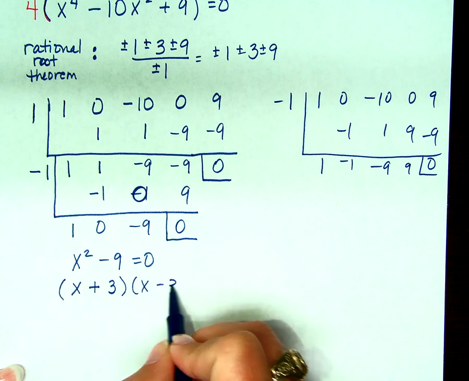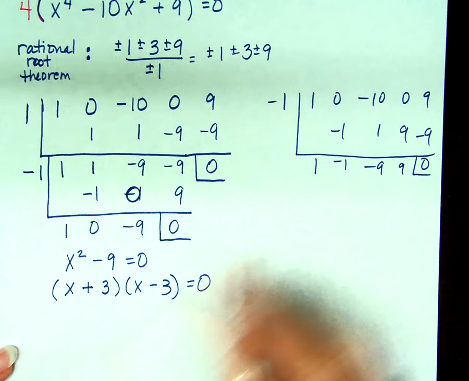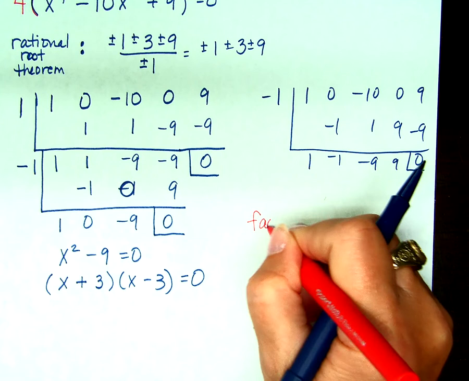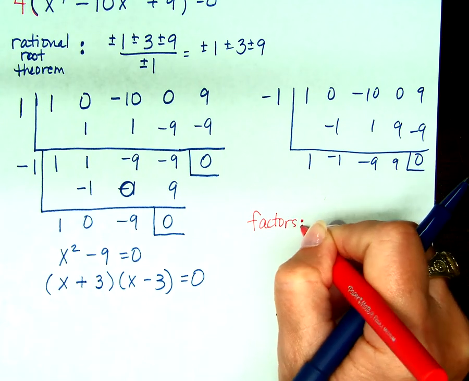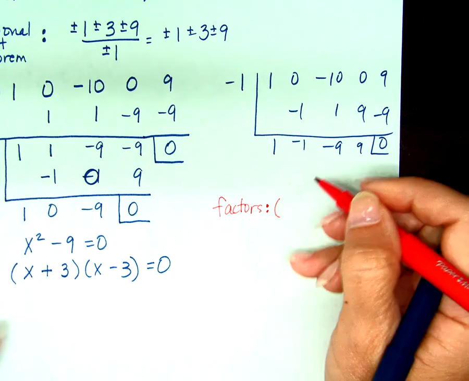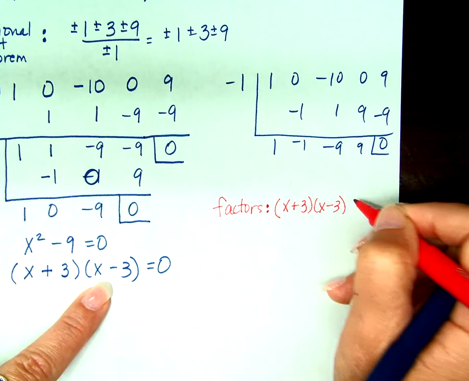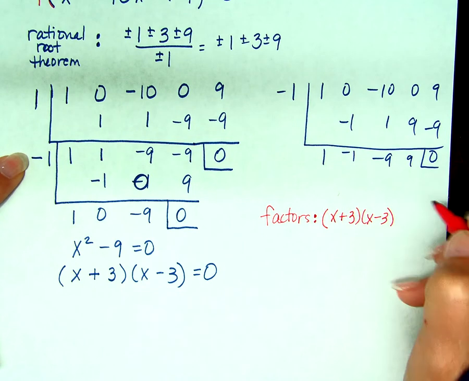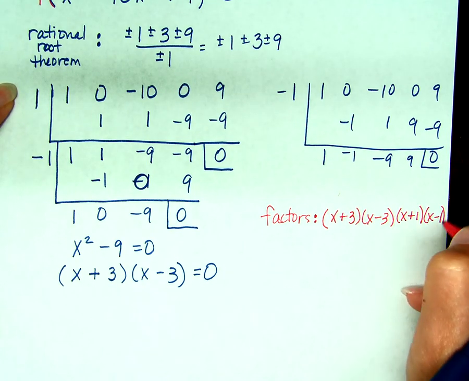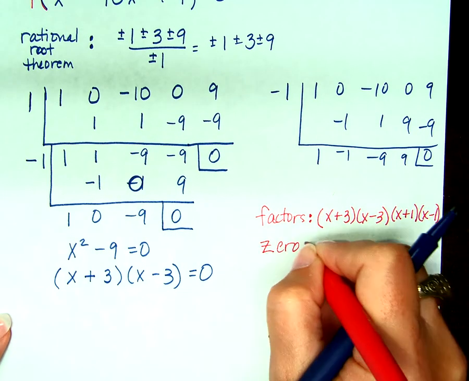Yes, x plus 3, x minus 3, right? So let's go over here and write our factors first. Are you okay with that? Factors. How many am I supposed to have? 4, right? So what are my 4 factors? x plus 3 and x minus 3, for sure. But also x plus 1 and x minus 1. Those are my factors.